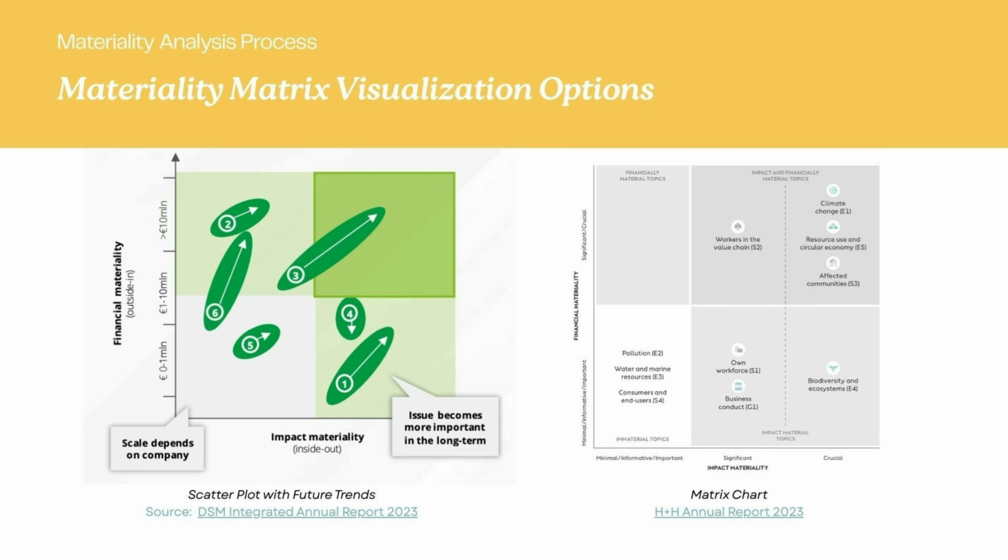On the right, you see a quadrant-based matrix chart. This format explicitly categorizes topics into defined materiality zones, such as impact material, financially material, or double material. Each topic is placed based on threshold levels rather than relative positioning alone. This approach is especially useful for regulatory reporting as it clearly supports disclosure decisions by showing which topics meet formal materiality criteria.